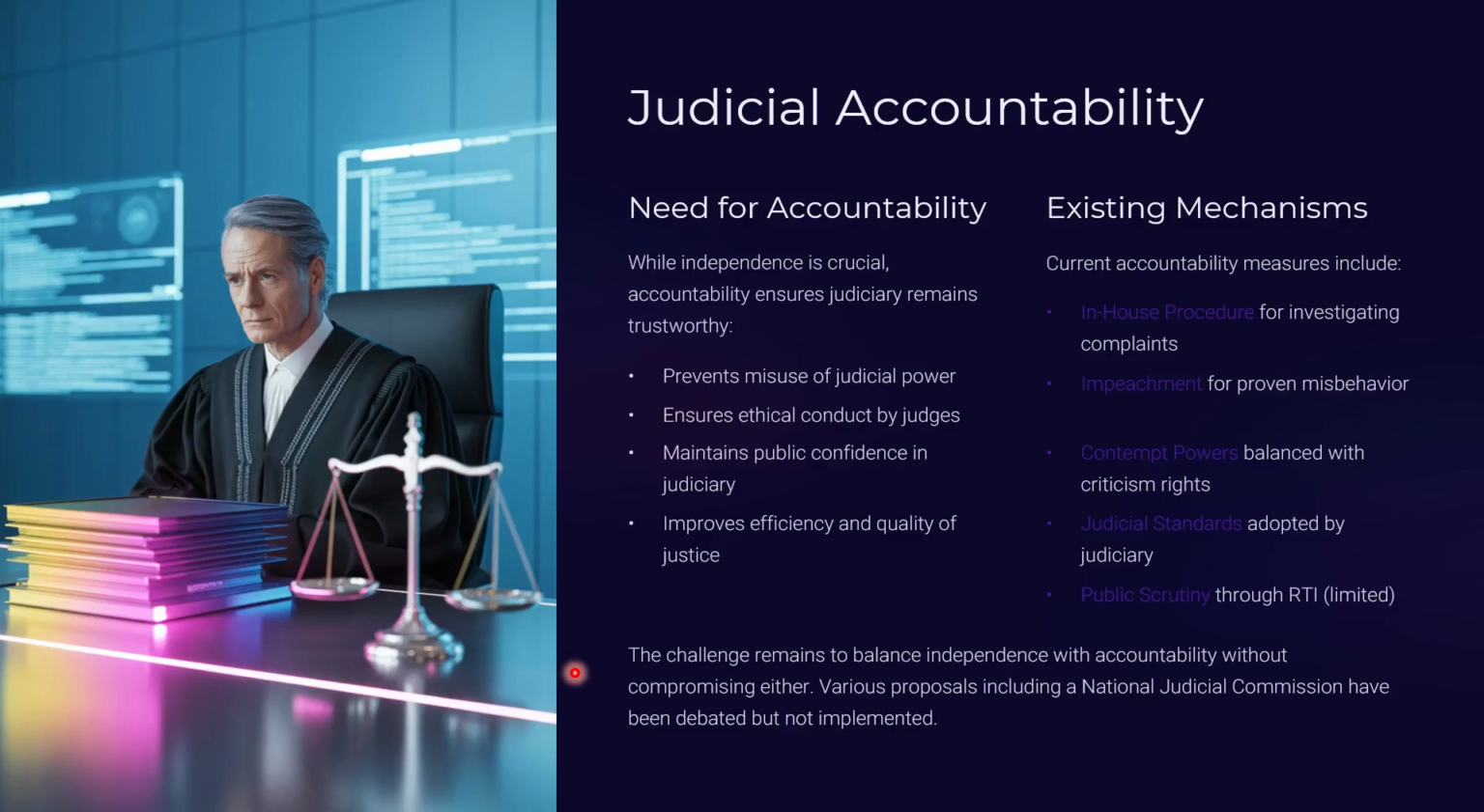So, what are the existing mechanisms to ensure judicial accountability? Current accountability measures include the in-house procedure, impeachment, contempt powers, judicial standards, and public scrutiny. The in-house procedure investigates complaints; impeachment is for proven misbehavior; contempt power is balanced with the right to criticism; judicial standards are adopted by the judiciary; and public scrutiny is through RTI.